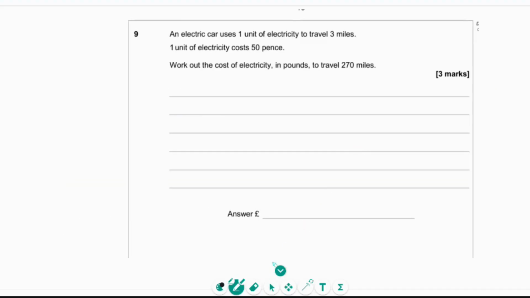Question 9. An electric car uses 1 unit of electricity to travel 3 miles. 1 unit of electricity costs 50 pence. Work out the cost of electricity in pounds to travel 270 miles.